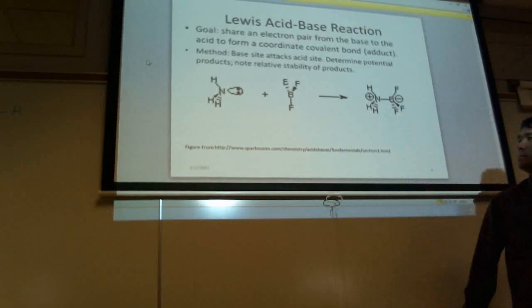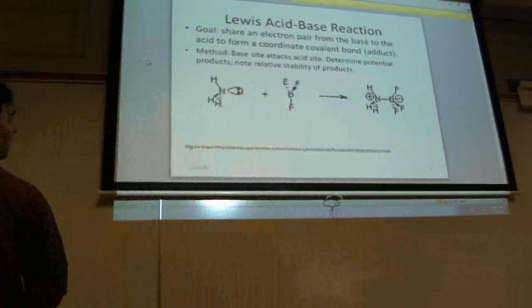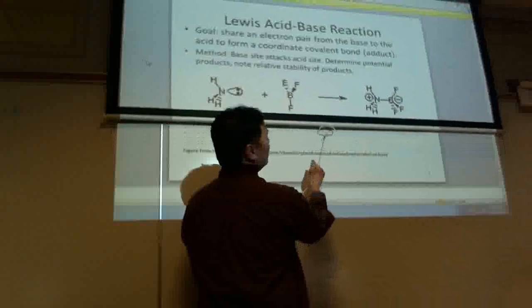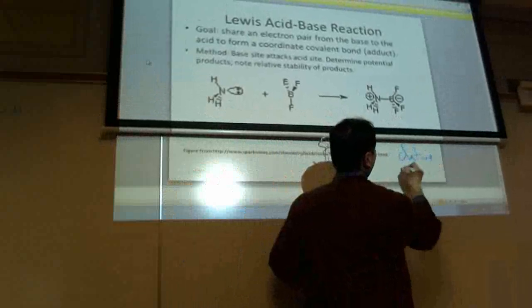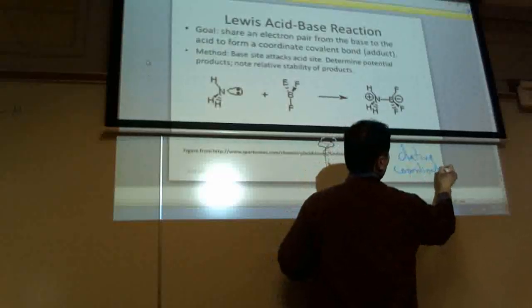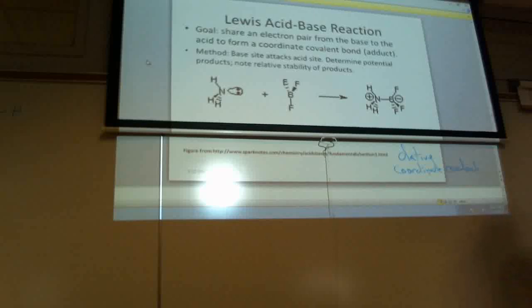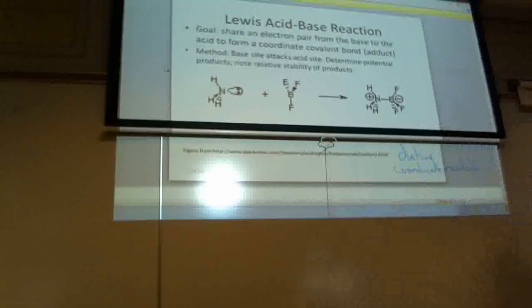Polar covalent bond. Once the dative bond (dative, D-A-T-I-V, or coordinate covalent bond) forms, you can't tell the difference between a normal covalent bond and one of these. So what we do is we analyze it. This would be called the acid site here. This is the base site. We just analyze it.